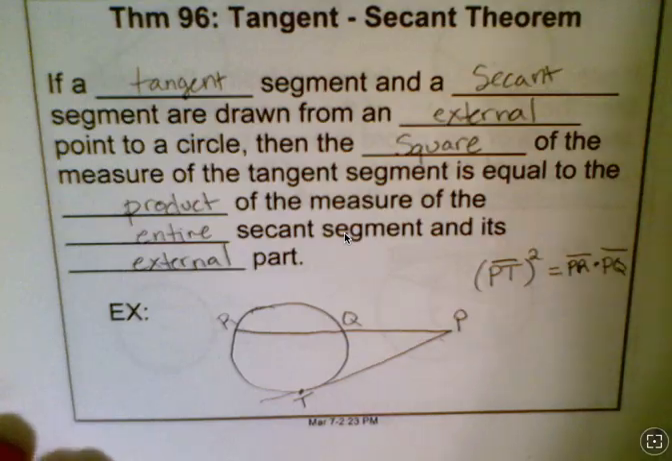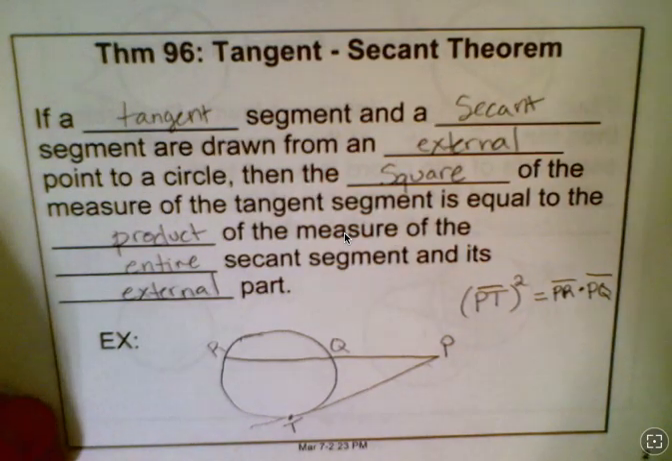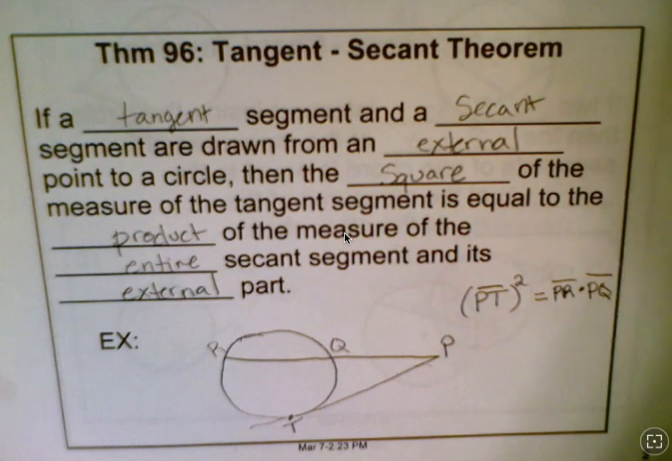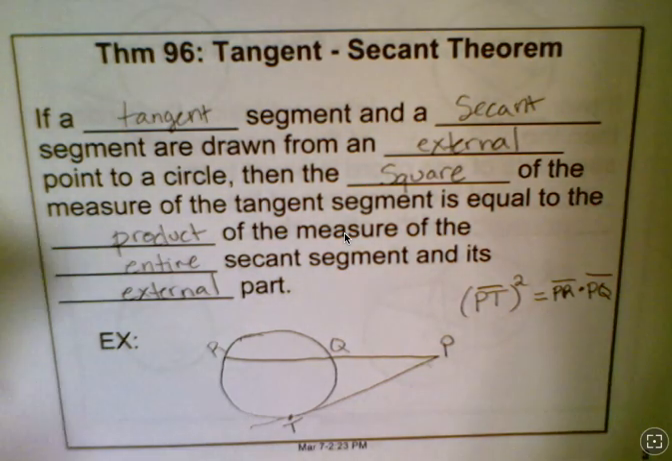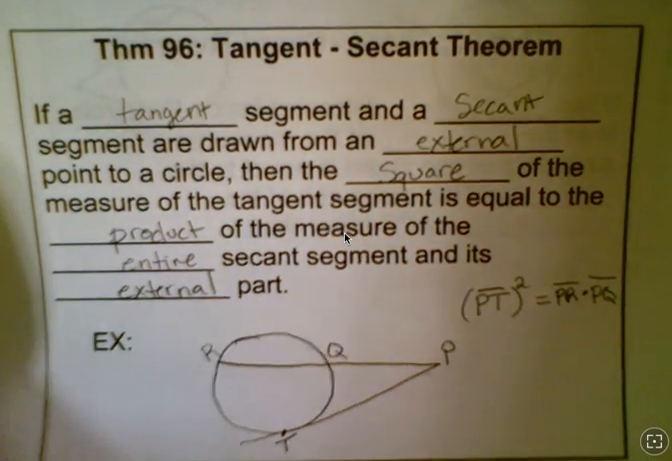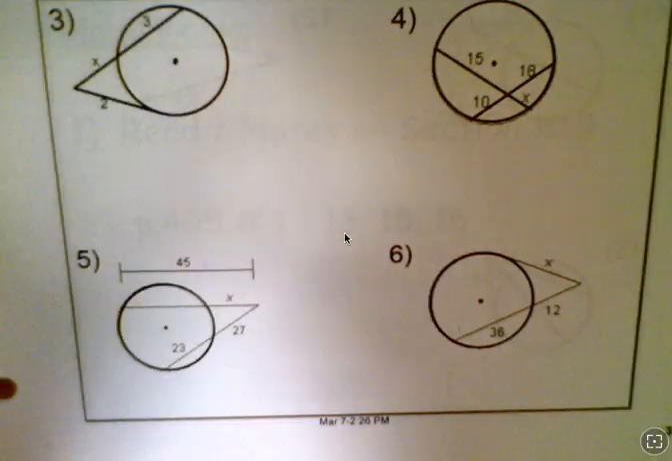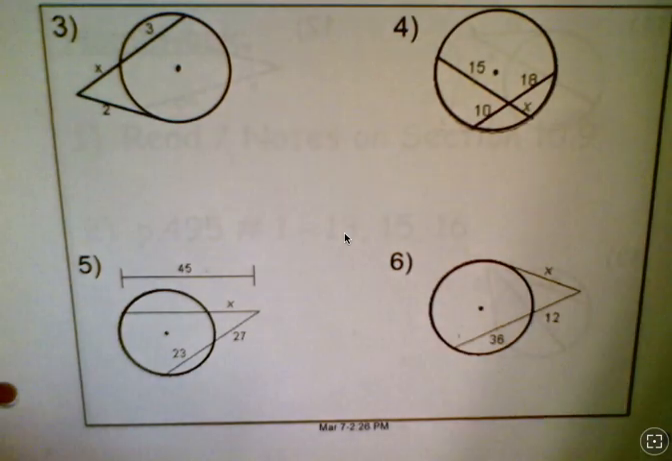Okay, so now we are going to practice these. So those are your three rules. So you just have to identify which one is happening, and then you're doing a whole lot of multiplication. Okay, so let's take a look at some examples here.